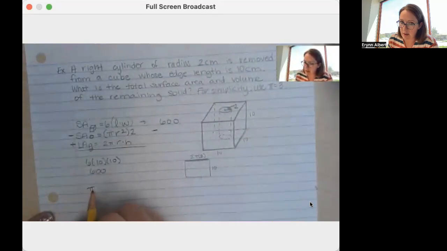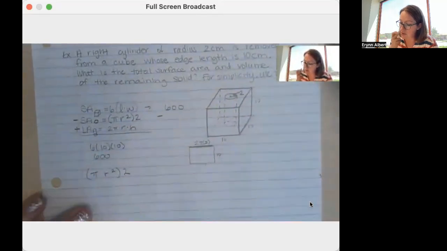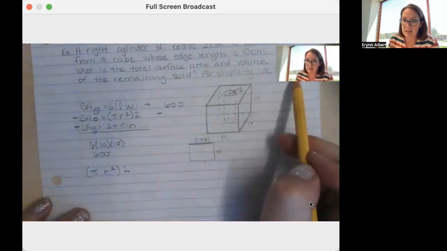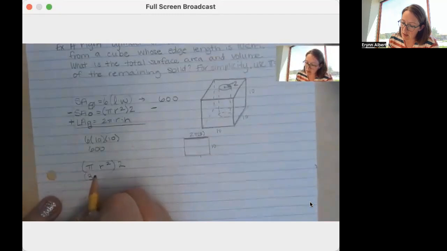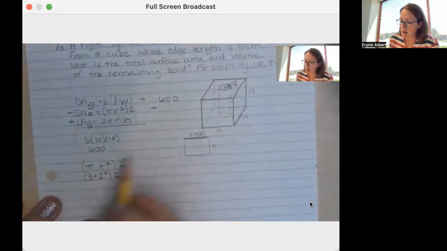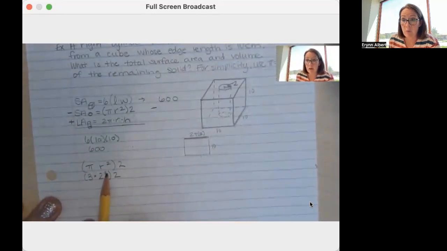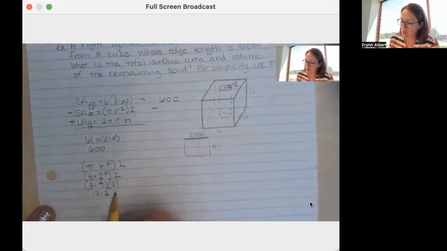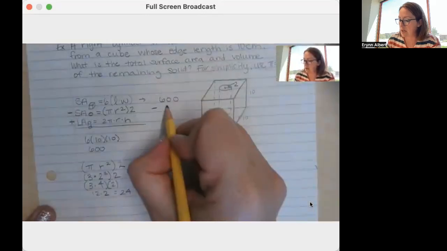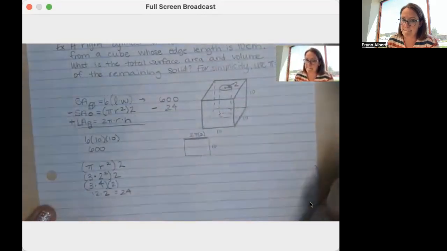And I'm going to take away this part: pi r squared times 2, because there are 2 circles. They said for simplicity to use pi as 3, so let's plug that in. Our radius is 2 squared. When we think about order of operations, we always do the squared first. So we're going to do 3 times 4 times 2. So 12 times 2, we get 24. So we're going to take away 24 there.